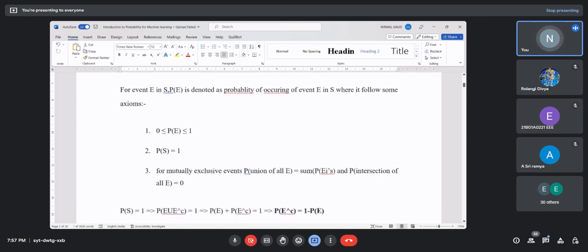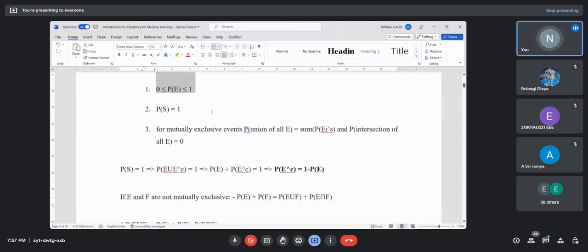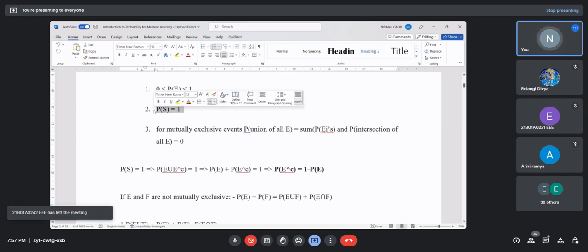For an event E in S, P(E) denotes the probability of occurrence of the event E in S, and it has some properties. You know that probability always lies between 0 and 1. Remember, these are the basic properties. The probability of an event always lies between 0 and 1. It can be 0, it can be 1, or it can be between 0 and 1. However, the probability of the sample space S is equal to 1.